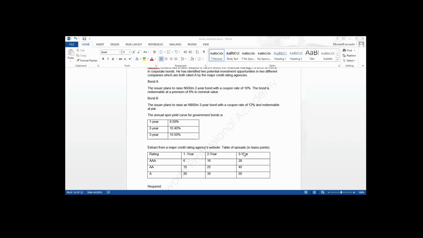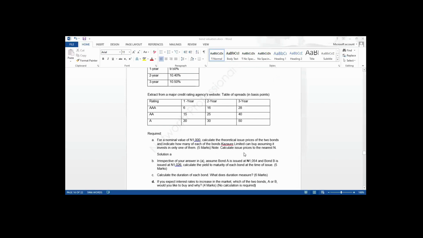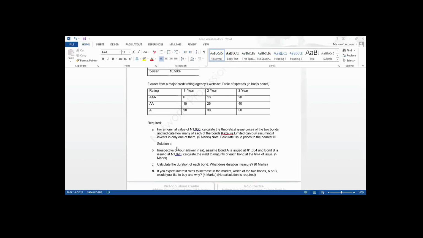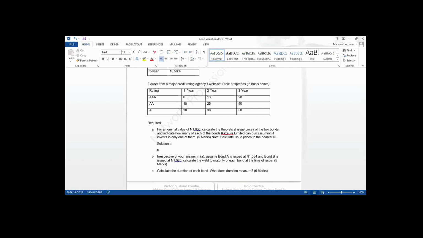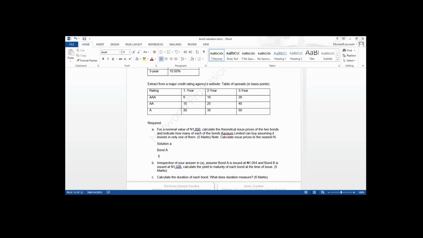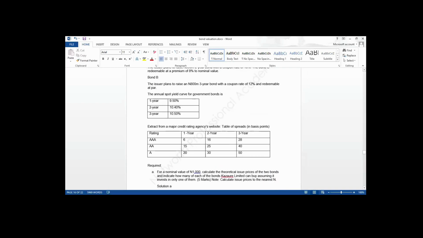If you look at it, the major challenge is the bond yield. Okay, let us approach this way. Let's come here. Bond A. Let's start with bond A. What are the features of bond A? Features of bond A. Let's look at it.